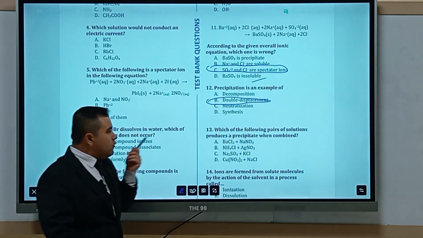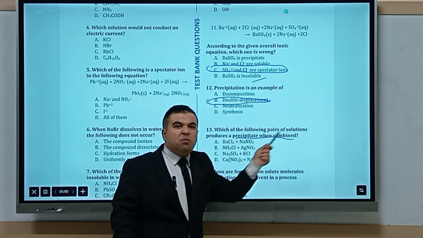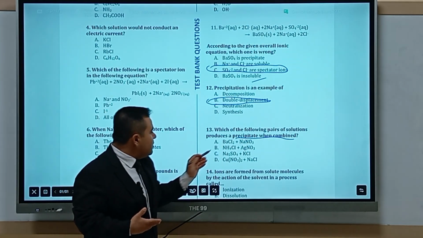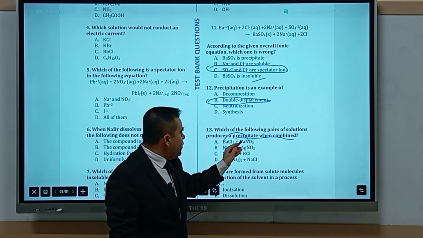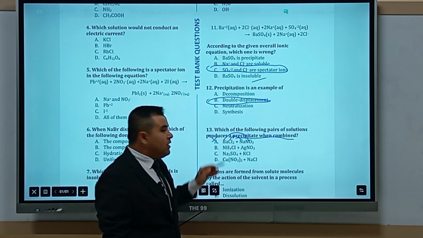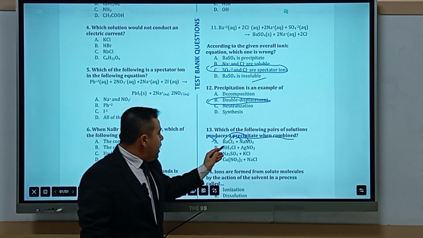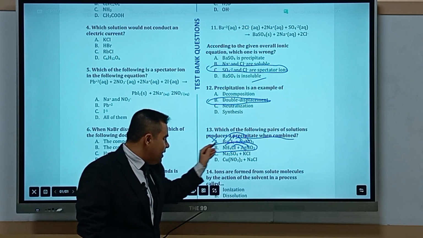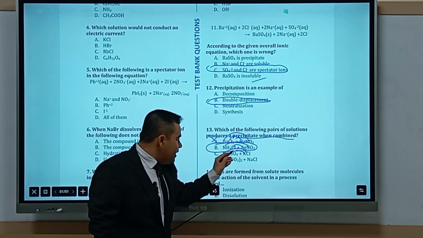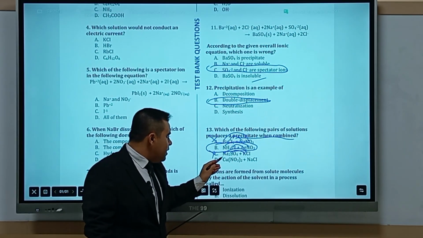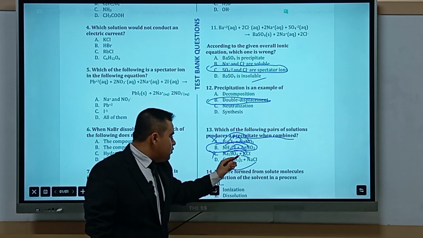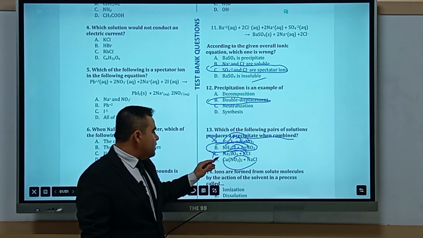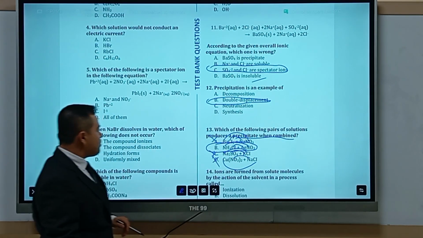Which of the following pairs of solutions produce a precipitate when combined? When combined, you'll get Ba(NO3)2 and NaCl. It will not form a precipitate. NH4NO3 and AgCl: yes, AgCl is a precipitate. NaCl and K2SO4 is not a precipitate. CuCl2 and NaNO3 is not a precipitate.